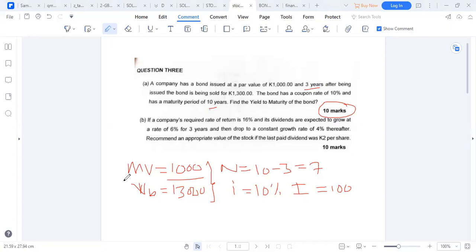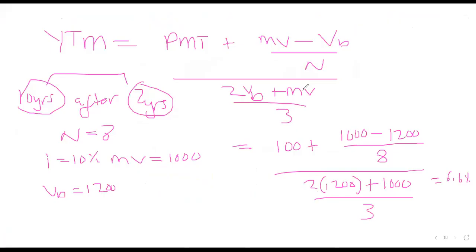Mr. Collins, just one thing that I missed on the previous slide. Able to go back to the previous slide. Yes, please. The PMT, what does it stand for? PMT is the same as capital I, the coupon payment. Small i times maturity value gives you capital I. That's how we get our coupon payment.